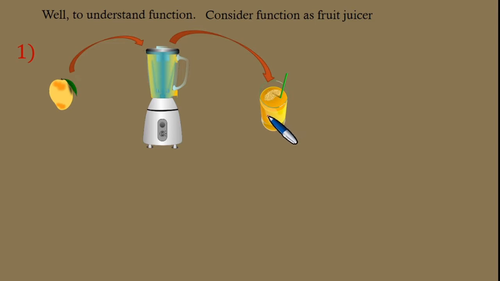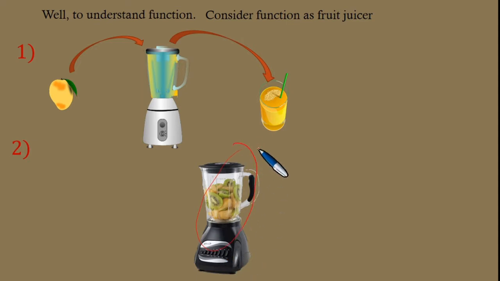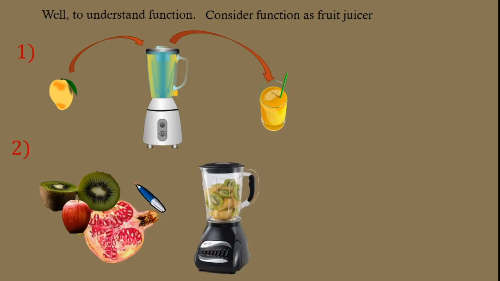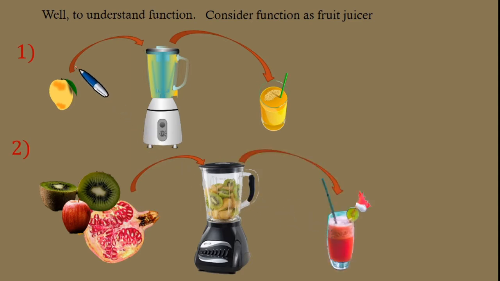Okay, let me consider one more example. Let this be a function machine. Here I am giving three different inputs to the juicer. Here also I will get one output only. Whether you give one input or more than one input, the output will be only one. Output is only one. This is the definition of function. It is a relation in which each possible input value, whether it is one or more than one, leads to exactly one output value.